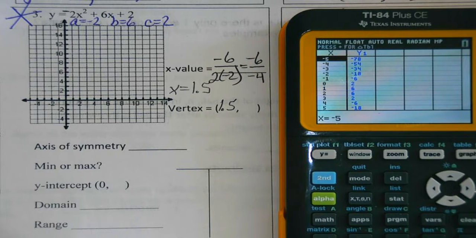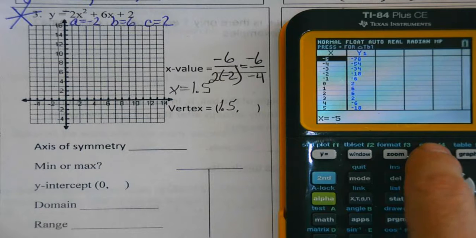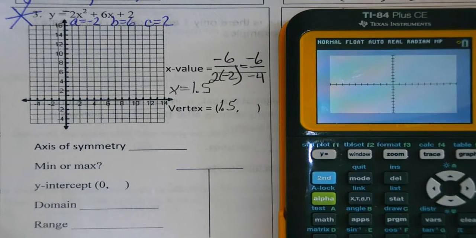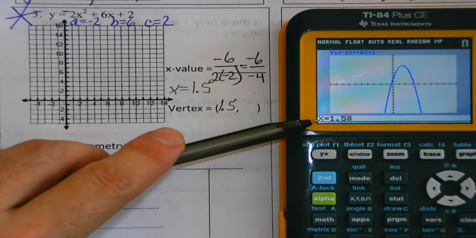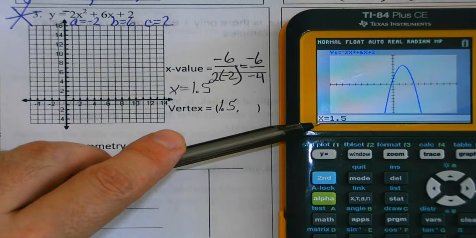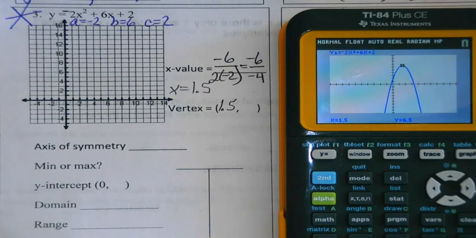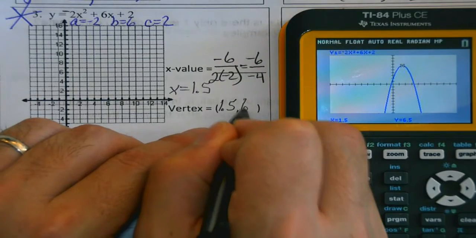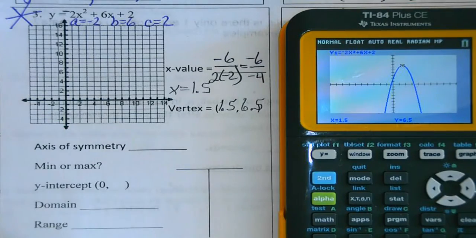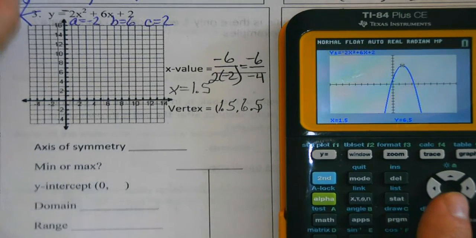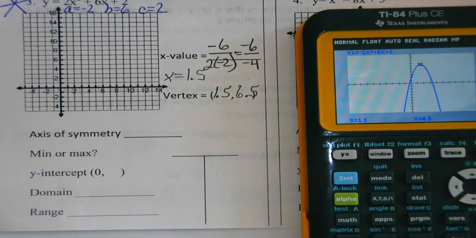So did I just skip this one? No. Let's go to our other trick, our buddy the trace button. Because remember, if I just hit the trace button, once it graphs the parabola for me, and that little cursor guy shows up, there he is, I can type in any value I want for x, including decimals. So I type in the 1.5, and I hit enter, and it tells me the y value is 6.5. Now, is that going to solve all the world's problems? Not completely.